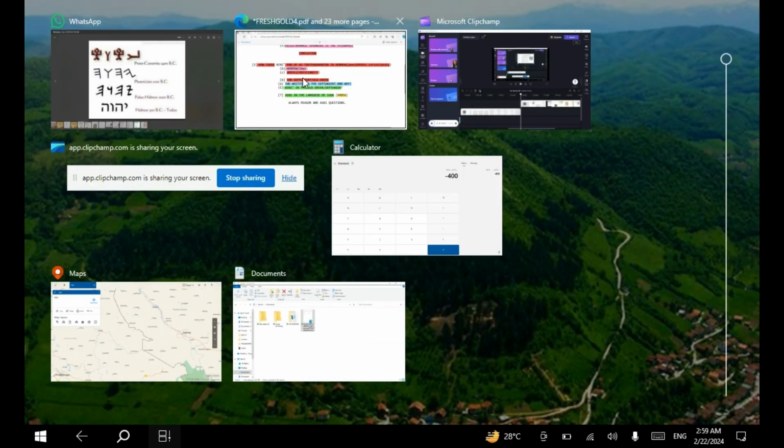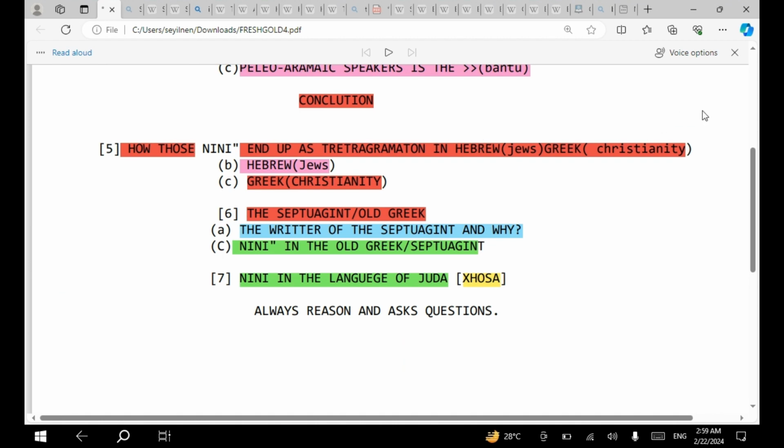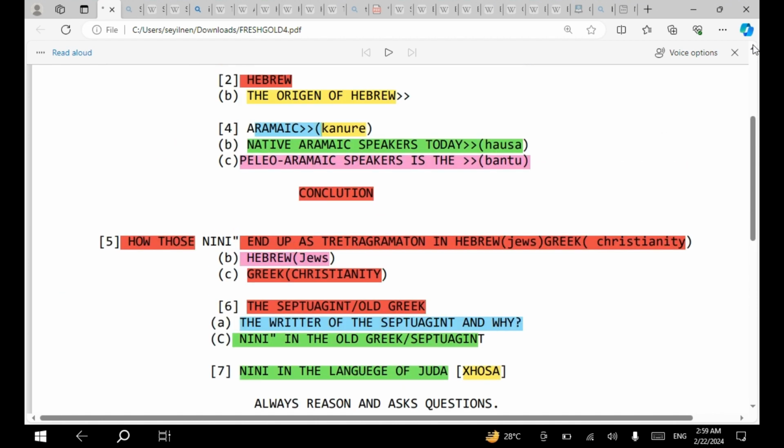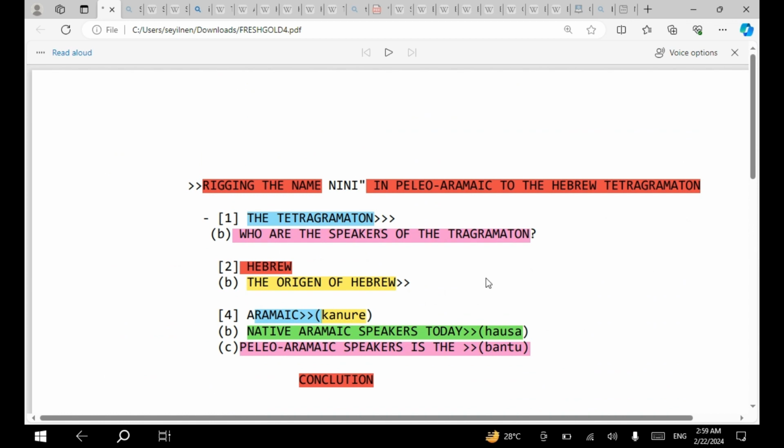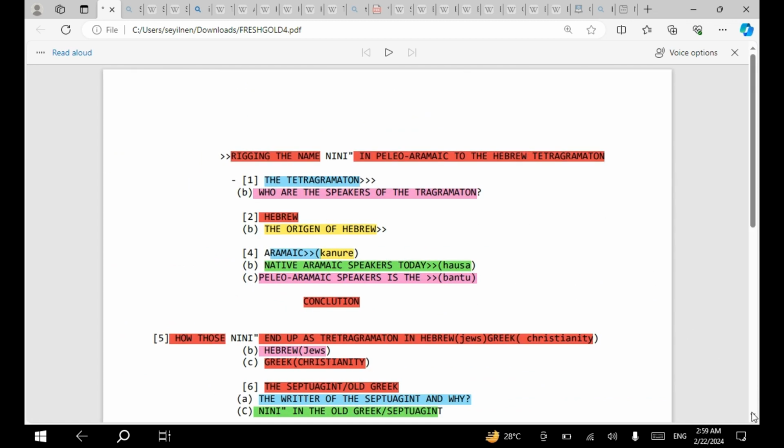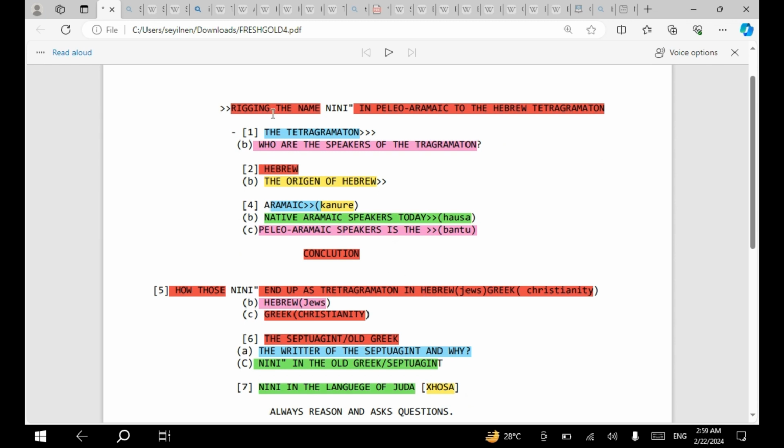I hope I'm helpful. So this is a topic we have looked at them all. Linking the name NINI in Paleo-Aramaic to the Hebrew Tetragrammaton. NINI is found in the Paleo-Aramaic, which is the Bantu speaking today, the Niger-Congo speaking today, and some of them are in Afro-Asiatic. I'm going to prove it to you, and I'm going to bring them out. And we look at how NINI was translated to the Tetragrammaton.